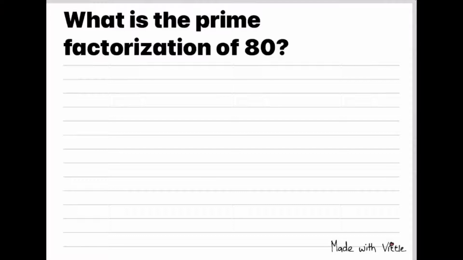So what is the prime factorization of 80? You will use a factor tree for this one. So you write down 80. And then you start with two factors for 80. You can have 8 times 10, right?